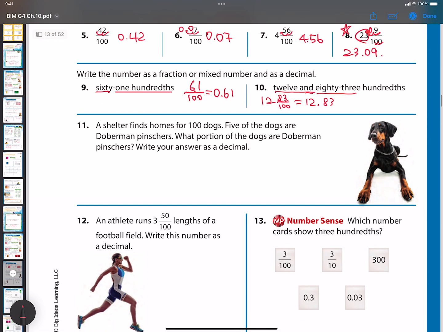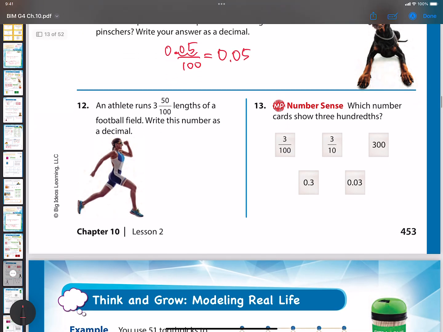Number 11, a shelter finds homes for 100 dogs. 5 of the dogs are Doberman Pinschers. What portion of the dogs are Doberman Pinschers? Write your answer as a decimal. So there are 100 dogs in total. So that's going to be the denominator. And 5 of them are the Doberman. Okay, so that means the empty spaces you have to put zeros. That's it.